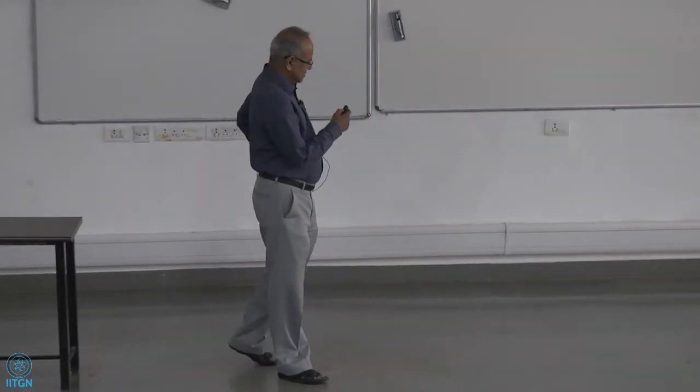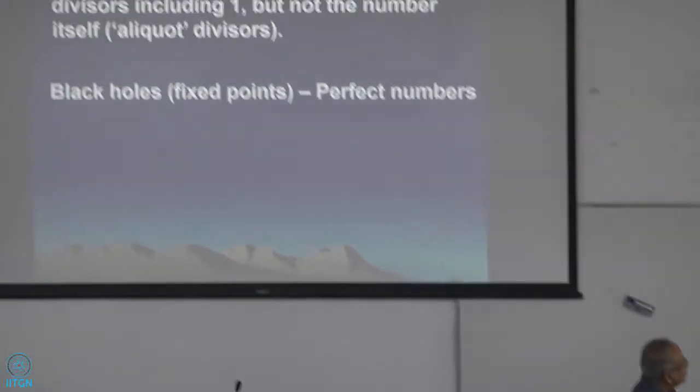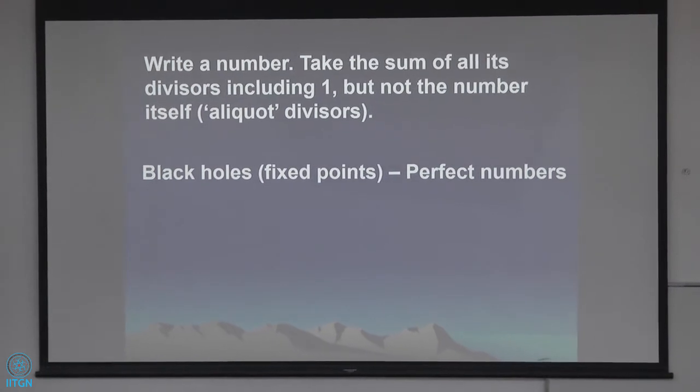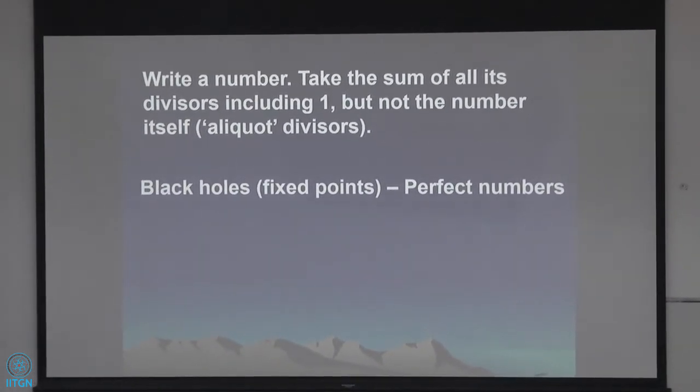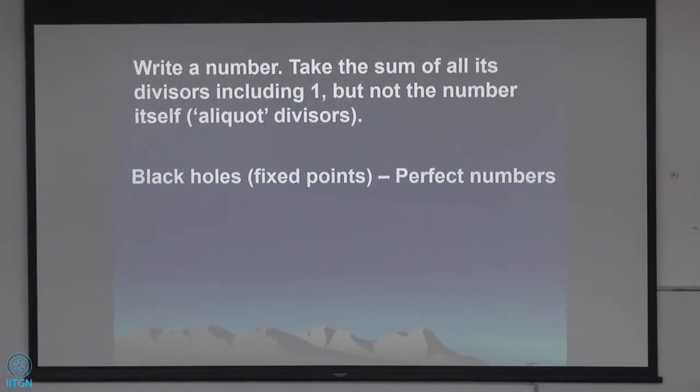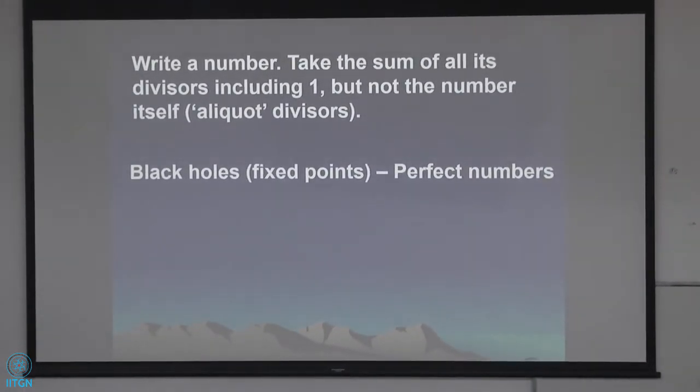So write a number, take the sum of all its divisors including 1. There are certain numbers which will give you, after this operation, the same number back. For example, if you start with 6, what are the divisors of 6? 1, 2 and 3. You add 1, 2 and 3, you get 6. So these are called perfect numbers.